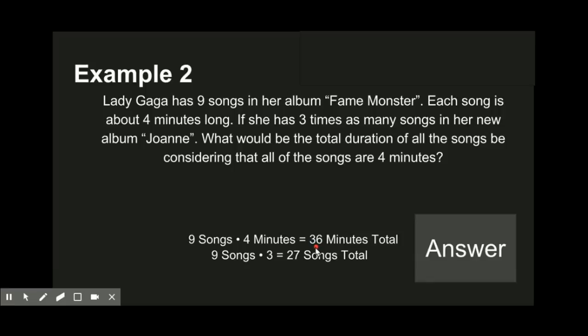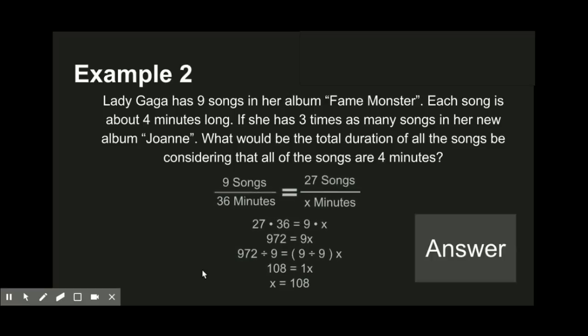In her new album, Joanne, she has 3 times as many songs as her album Fame Monster. This means that we have to multiply 9 by 3. Pause the video here to see how many songs are in her new album, Joanne. There are 27 songs in her new album, Joanne. 9 songs are 36 minutes, so how long are 27 songs?